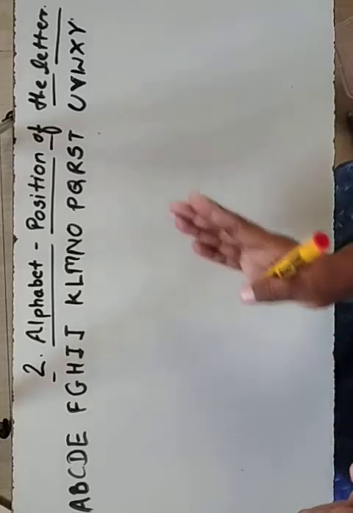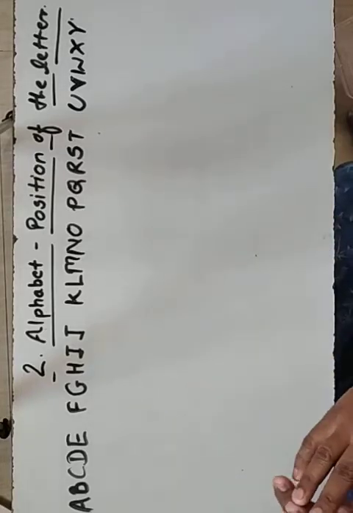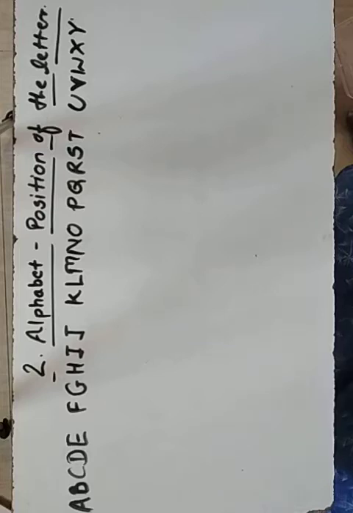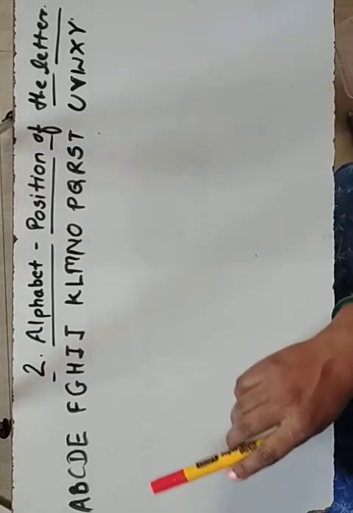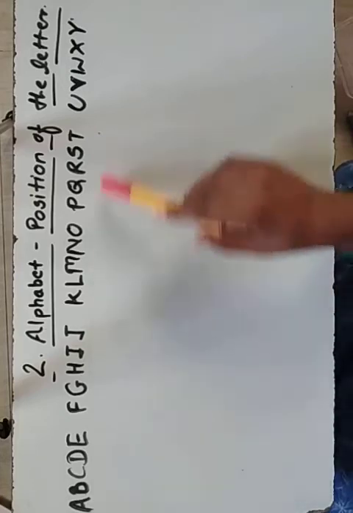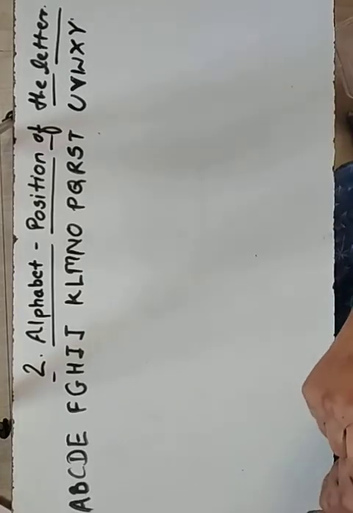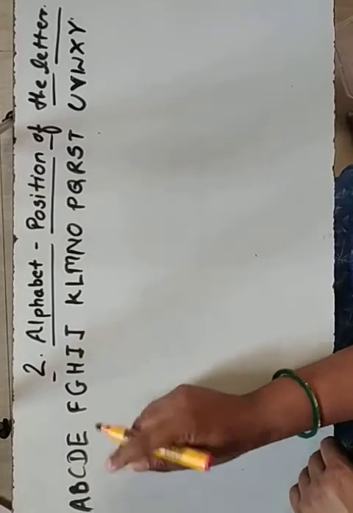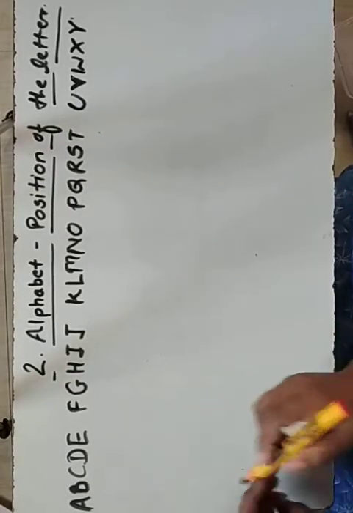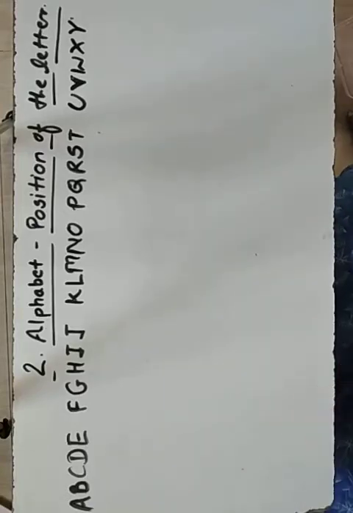Whenever this type of question on alphabet positions of the letter comes, at that time we have to write the alphabet on paper also. On the paper this type of alphabet positions are given. So how are these positions? We have to write these alphabets in groups of 5. Okay, so here I have already written it.